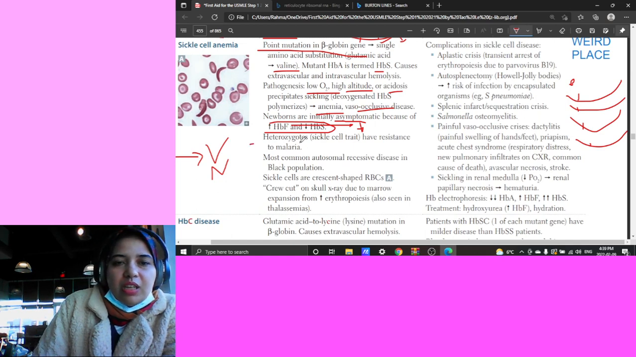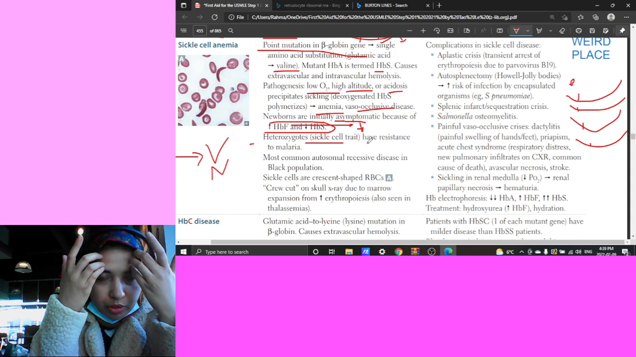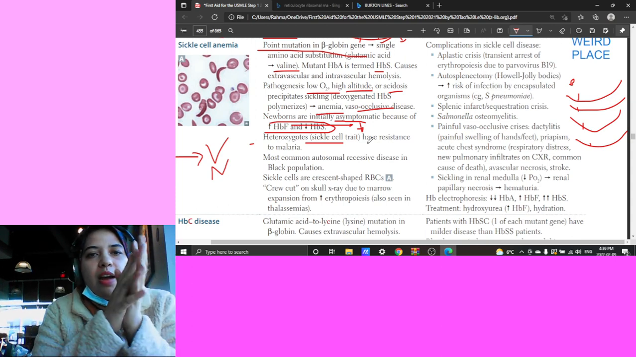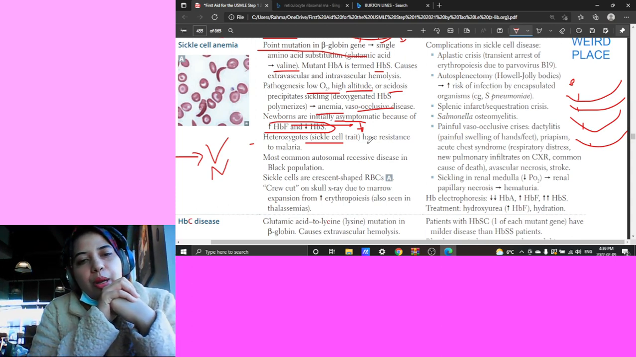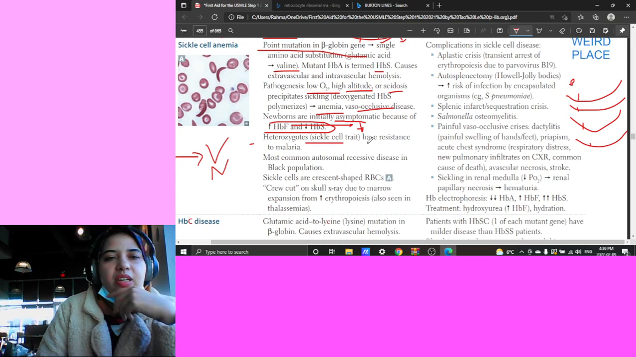So heterozygotes have sickle cell trait. Some people have a trait, so they don't have the mutation on both chromosomes. You're going to have it on only one gene, so you're just a heterozygote. So they have some resistance to malaria, and we're going to discuss that right now.